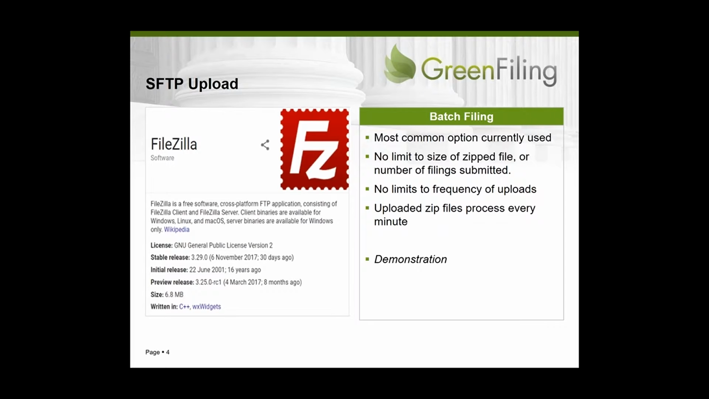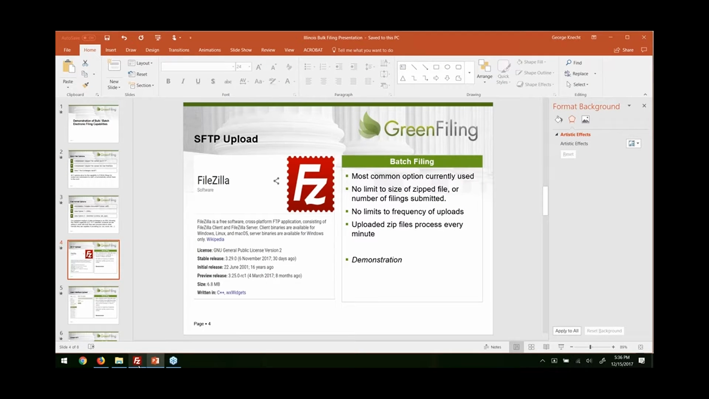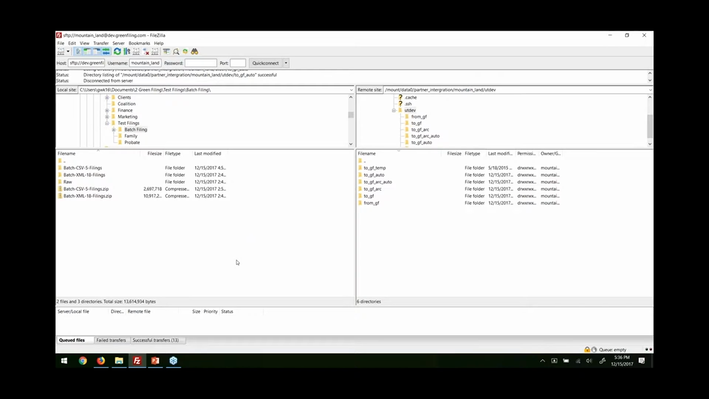So again, I'm going to jump out of this PowerPoint here, and I'm going to open up FileZilla. This is my FTP program. And you'll notice on the left-hand side here, I see those same batches that I had created earlier. And then on the right-hand side, I've connected via SFTP to Green Filing servers.